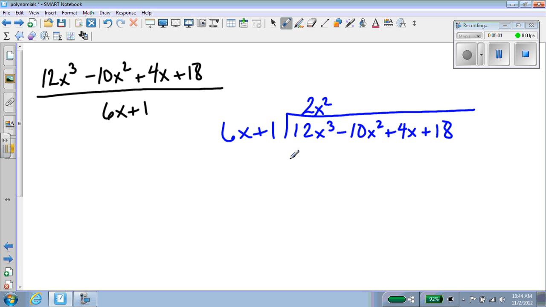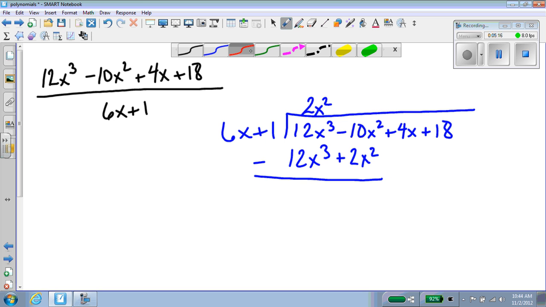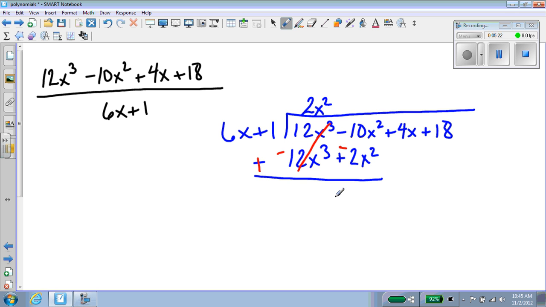So 2x squared times 6x is 12x to the third. 2x squared times 1 is positive 2x squared. I draw a line and subtract. What does subtract mean? It means add the opposite. These cancel. I now have negative 12x squared, and I'm going to bring down my plus 4x.